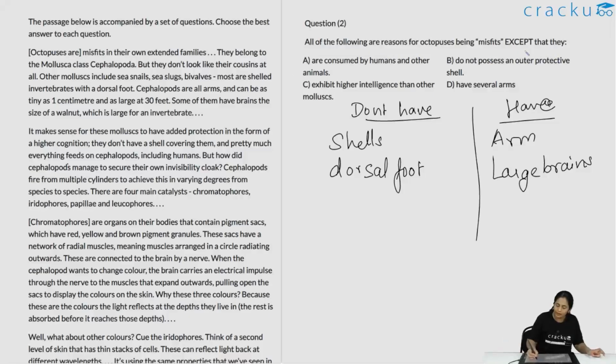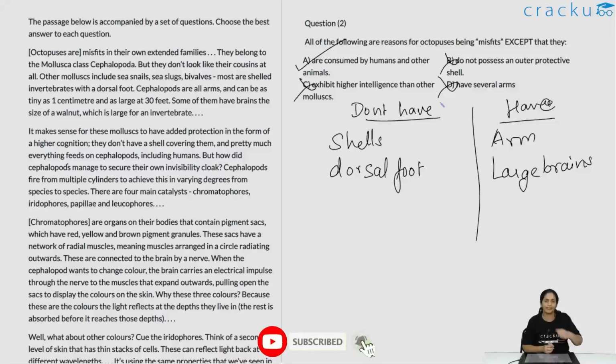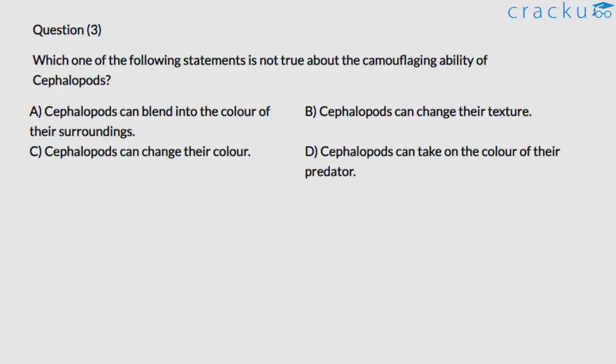We have to find out which is not a reason they are misfits. Others are given. Do not possess an outer protective shell. Yes, that is given as a point of difference. Exhibit higher intelligence. Large brain is given. So this is also a point of difference. Has several arms. This is also given as a point of difference. So basically what is not given as a point of difference? The fact that they are consumed by humans is not given as a point of difference because we don't know whether other mollusks also have a lot of predators or not. So A is not a point of difference, so that should be the right answer.